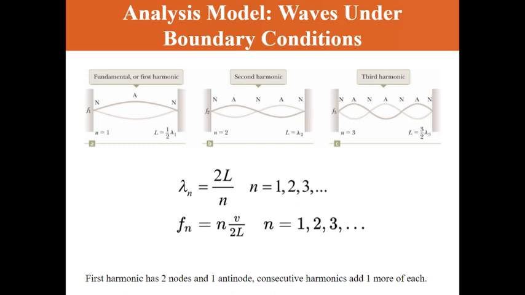As you go up in harmonic, you always have one more antinode and one more node. You start off with two nodes and an antinode, then you have 3 and 2, then 4 and 3. Frequency-wise, as you go up in harmonics, the wavelength decreases and the frequency increases, which means that the oscillation for each harmonic is faster than the previous one.